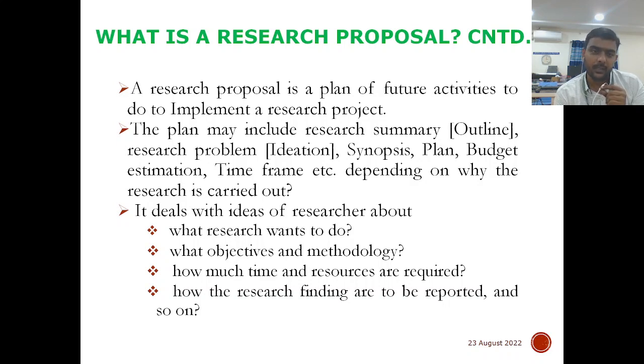So what could be that plan? That plan may include a research summary, which is the outline, and the research problem, which is the idea you want to implement. It may consist of a synopsis, plan, budget estimation, time frame, etc., depending upon why the research is carried out. It deals with the ideas of the researcher about what the research wants to do, what objectives and methodology, how much time and resources are required, and how the research findings are to be reported. In summary, these are the things to be included in a research proposal.